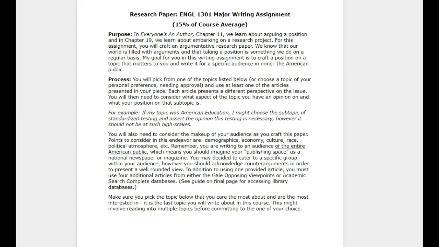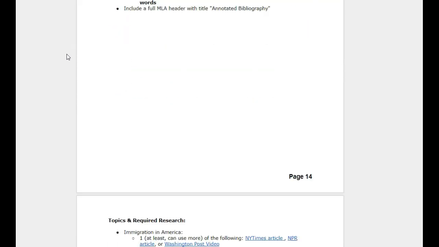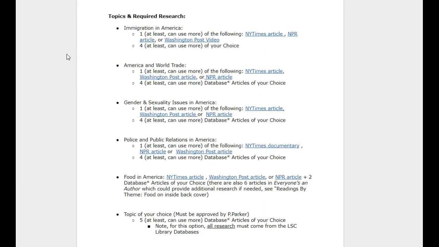What topics can I choose from? If we look below, we will see on the third page of the assignment sheet a list of topics and research that are required. This answers our question, what topic can I choose? And it answers another question of how much research is required.